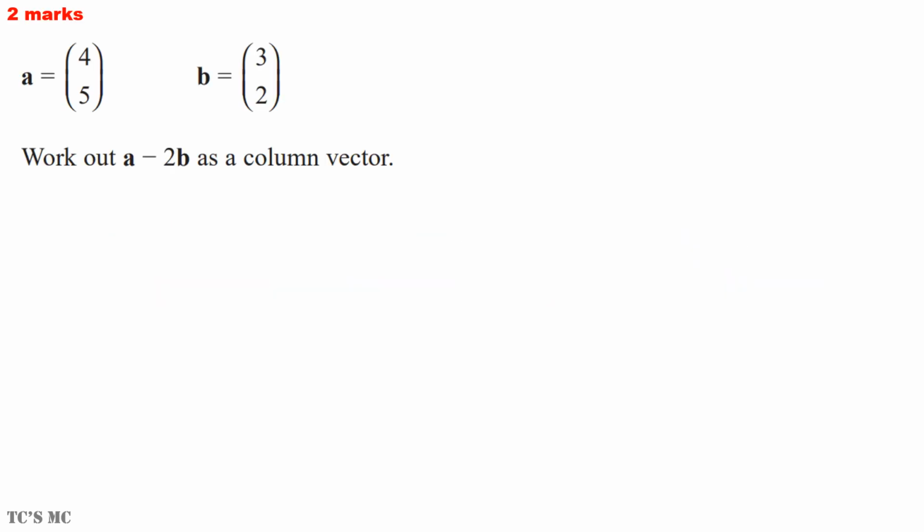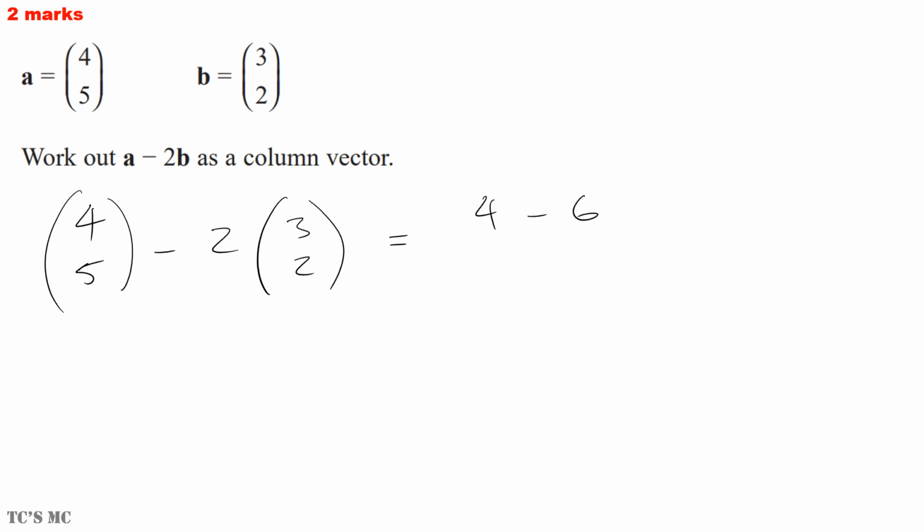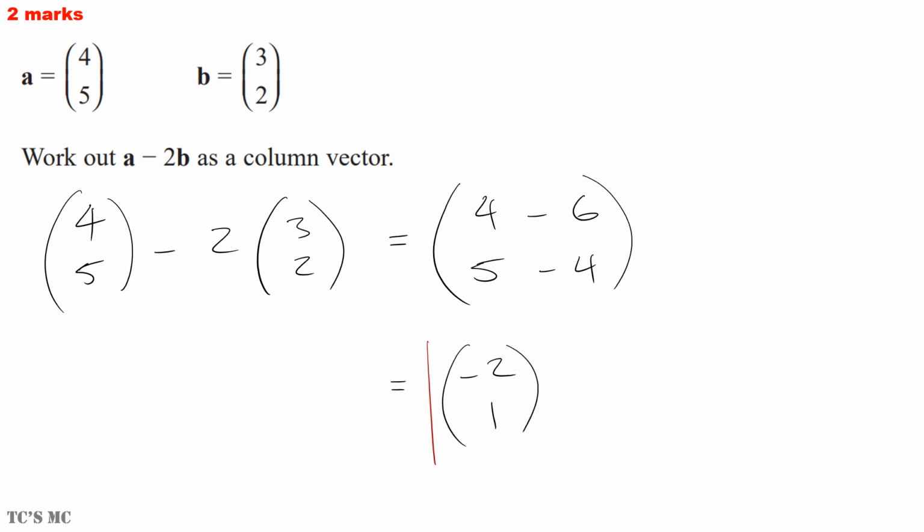Here are 2 vectors. A is (4, 5), B is (3, 2). Work out A subtract 2B as a column vector. For the first mark, you need to write (4, 5) subtract 2 lots of (3, 2). That is fine as a method mark, or you can write 4 subtract 6, and 5 subtract 4. Either one of these lines would get you 1 mark. For the final mark, you need to say (-2, 1), again written as a vector, and that would get you your 2nd mark. Remember to show your method.